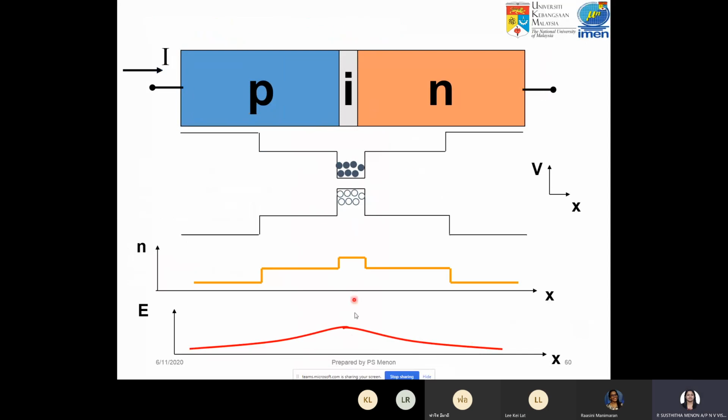Just a repetition of just now, P, I, and N. You can see here the band gap becomes lower because you don't have carrier here. So you can make it lower, and the refractive index is higher. Therefore the electric field is also higher.